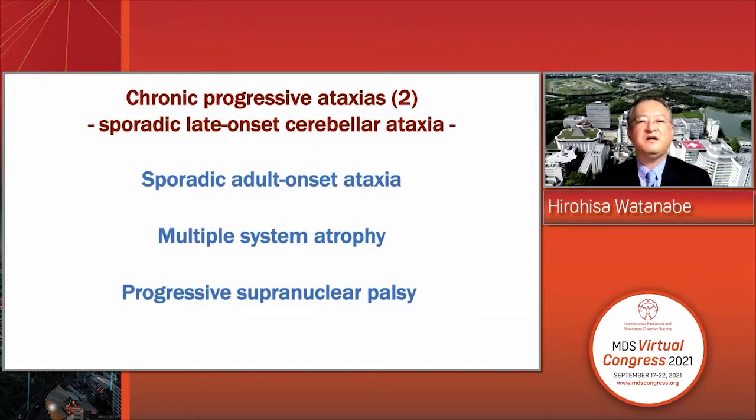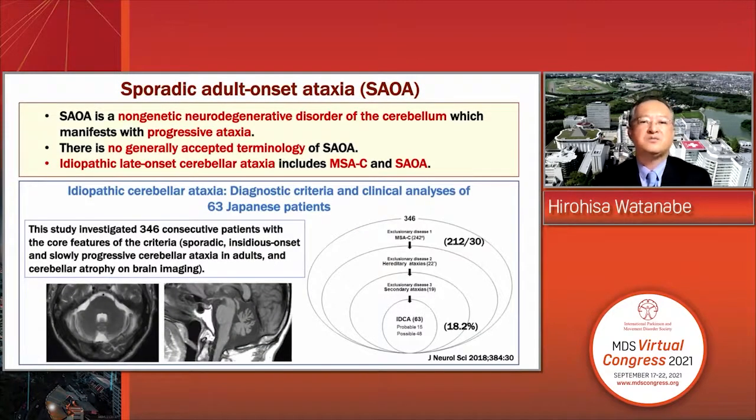I'd like to summarize the importance of sporadic late-onset cerebellar ataxia, including sporadic adult-onset ataxia, multiple system atrophy, and progressive supranuclear palsy. Sporadic adult-onset ataxia, SAOA, is a non-genetic neurodegenerative disorder of the cerebellum which manifests with progressive ataxia. There is no generally accepted terminology for SAOA. Idiopathic late-onset cerebellar ataxia includes MSA-C and SAOA.